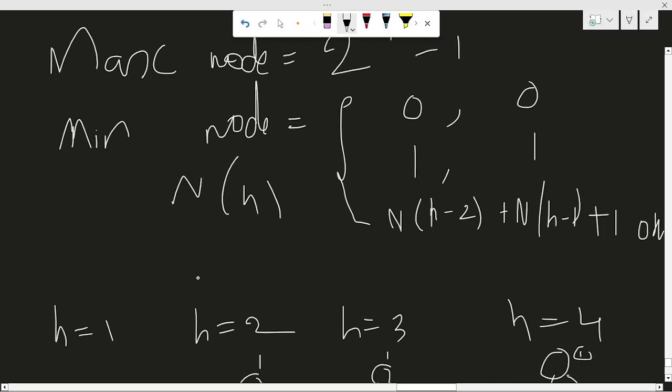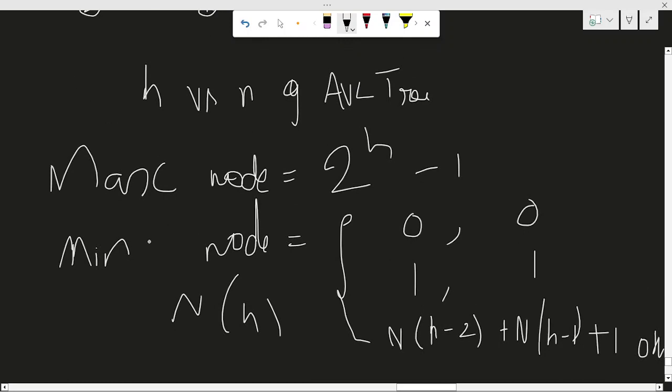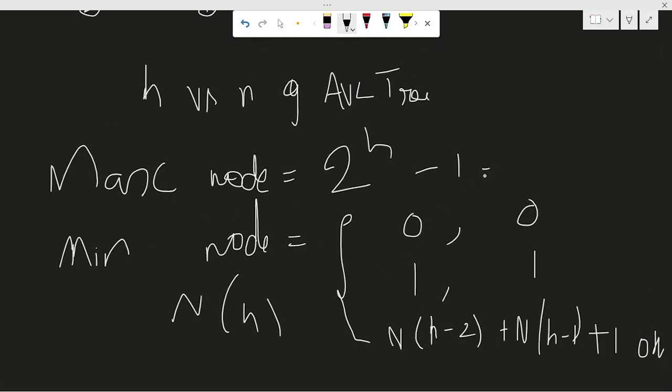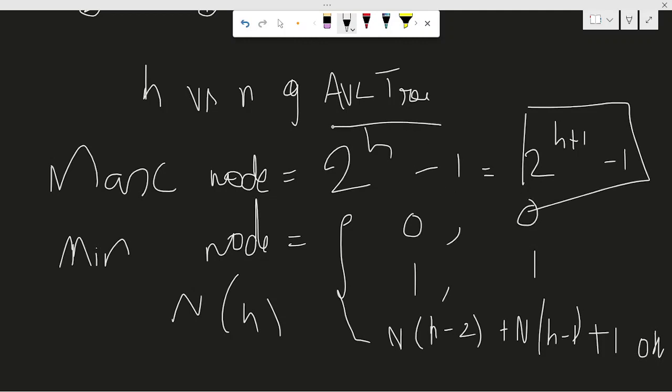Okay, now what if h starts from 0? When h starts from 0, I will modify this formula as h plus 1 minus 1. So this is the formula if h is starting from 0, and this is when h is starting from 1. Let us focus on when h is starting from 1. Now I have found the relation between node and height.